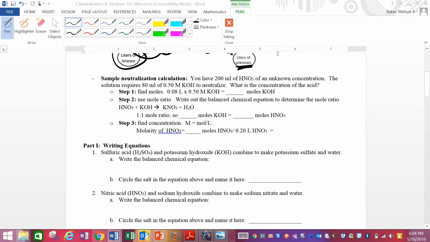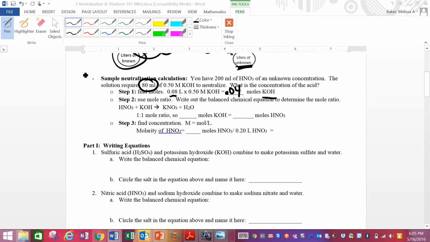Alright, here's a sample little calculation. You've got 200 milliliters of HNO3. It's a mystery acid. You don't know the concentration. But you do know that you added 80 milliliters of a 0.5 molar base, and it was neutralized. So what must be the concentration of that acid? Well, first let's figure out how many moles worth of KOH we added. So we do 0.08 liters, that's just 80 milliliters divided by 1,000. Multiply it by the molarity. We're talking 0.04 moles of base we needed to add to neutralize.